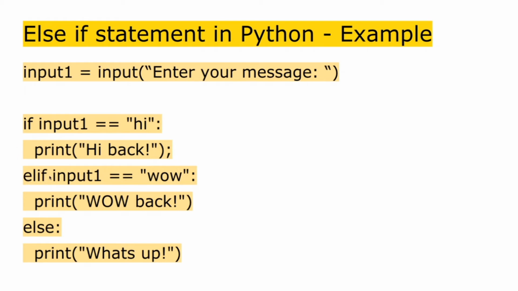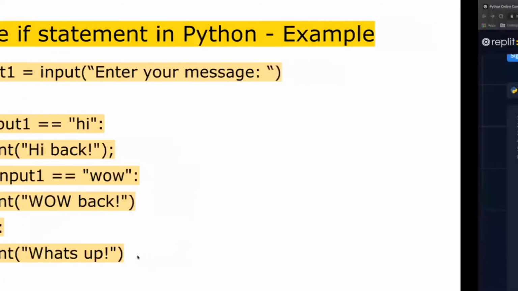Else if, another condition, else if input 1 is equal to wow, print wow back. And it'll go like, oh, this is true because we inputted wow, so it prints wow back. But let's say we didn't input hi or wow. What will happen? It will go through this. Is input 1 equal to hi? No. Else if, is input equal to wow? No. Else, just print what's up.